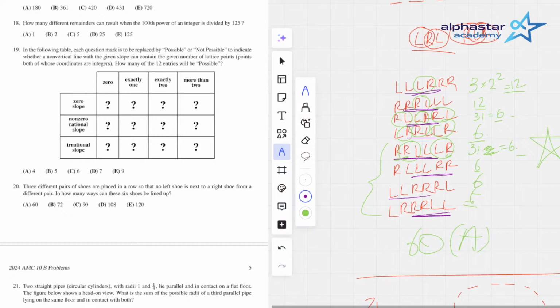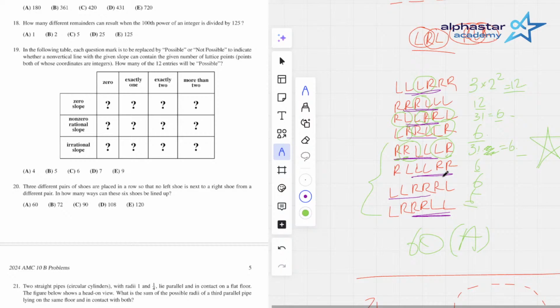So in this case, if we have 6 shoes lined up like this, these are the only 8 possible cases. 3 times 2 squared, because we need to pick which pair to represent in the middle. And then we can order the remaining shoes however we want. So for example, 3 factorial ways to order the right shoes, and then 2 remaining ways to order the left shoes, because we can swap them freely.